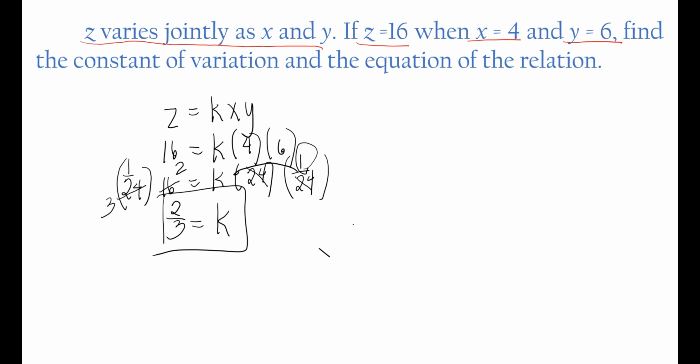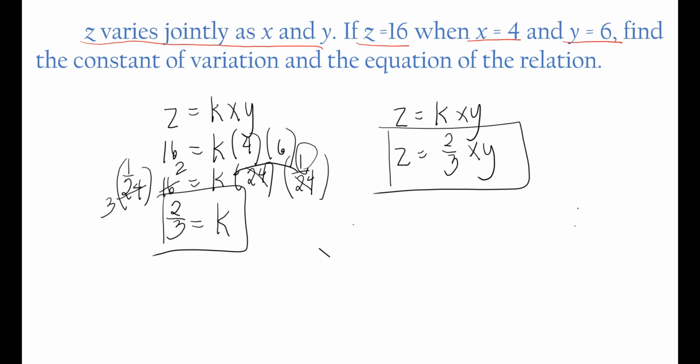2/3. Now that we have our constant of variation, we can now proceed to finding our equation of variation, again by using our equation z equals kxy. We only have to substitute the value of k, which is 2/3, in this equation, 2/3 xy, and our equation of variation is z equals 2/3 xy.